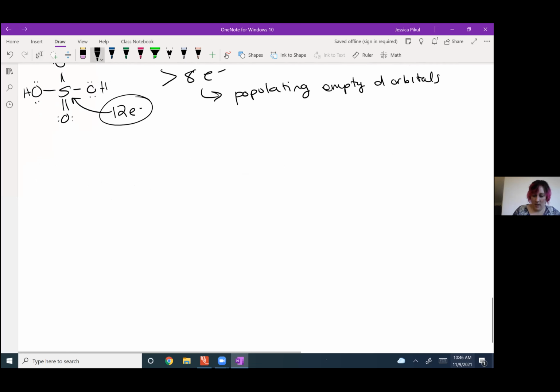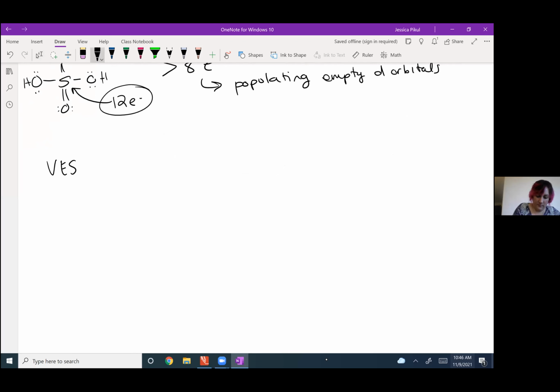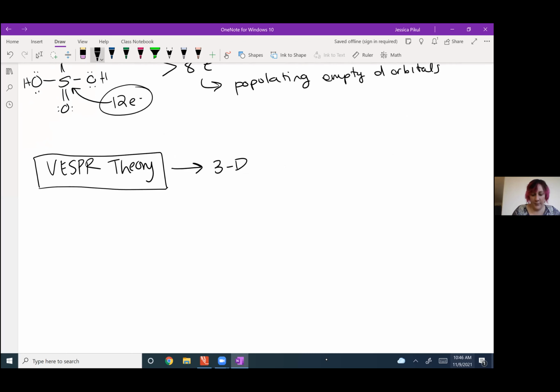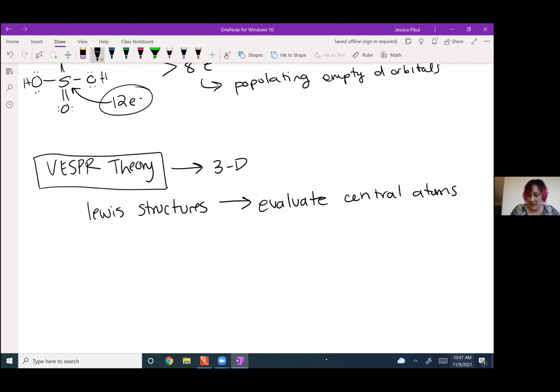All right, now we're going to talk about VSEPR theory, which again is just trying to look at this in 3 dimensions. And so we are going to use our Lewis structures. That's our starting point. And then we're going to evaluate each central atom. These are going to be anything that is bonded to 2 or more things.